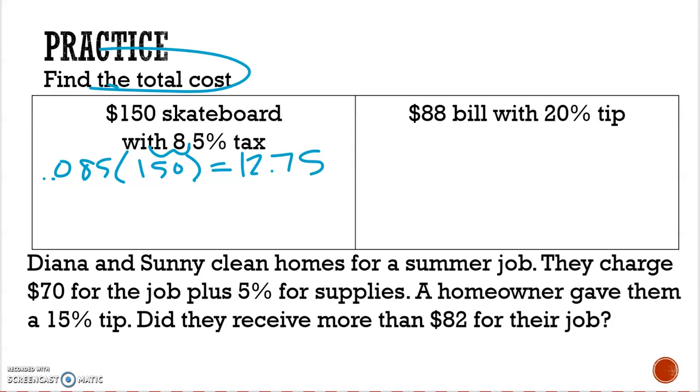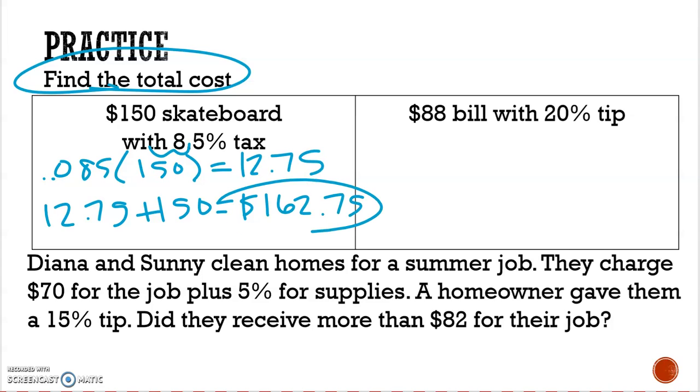And this said find the total. It just wanted the total, so I'm not even going to stop there. I'm not going to circle the $12.75 because that is not my final answer at all in this problem. So I'm going to add it to my 150. That gives me $162.75. So there is my final answer for this problem.